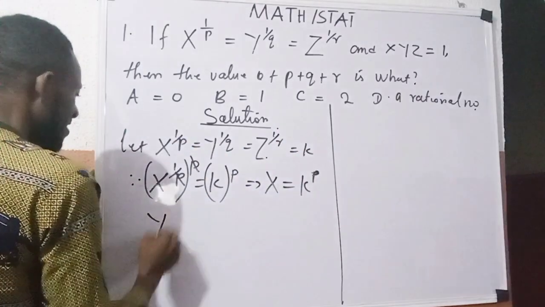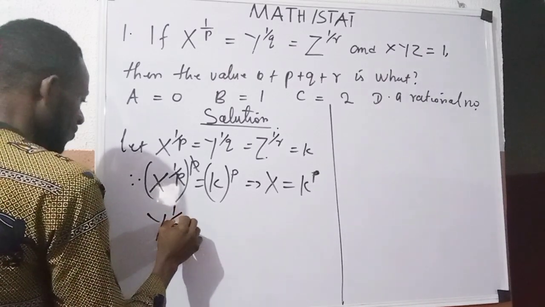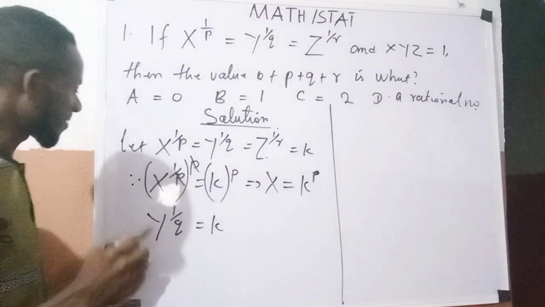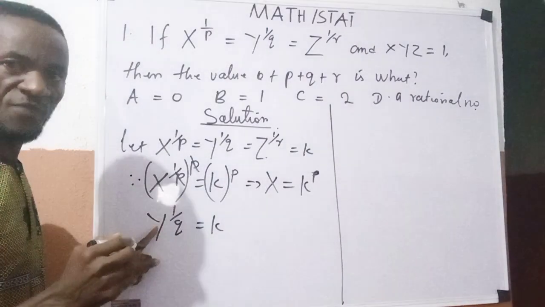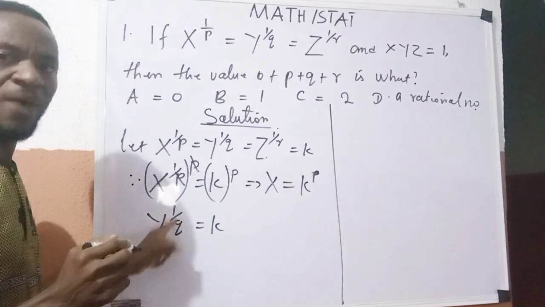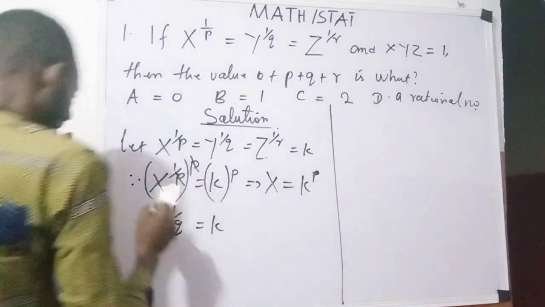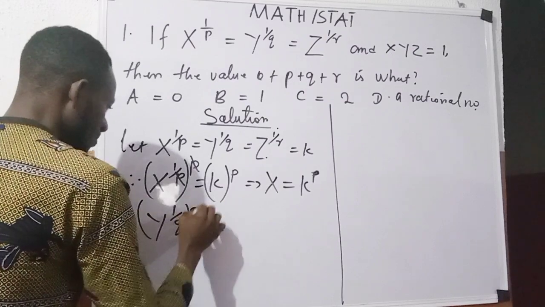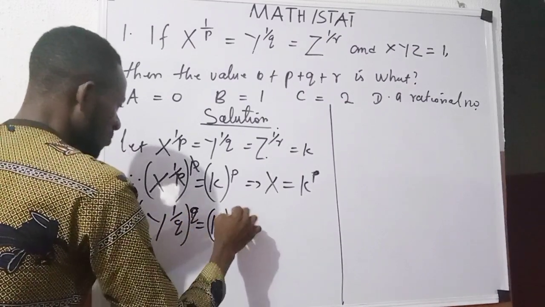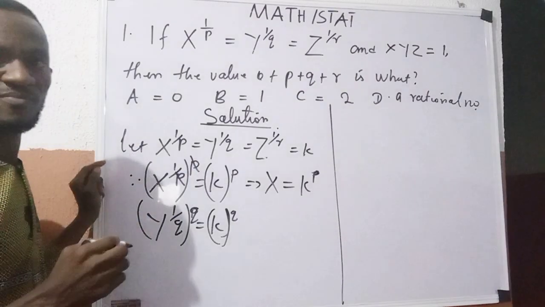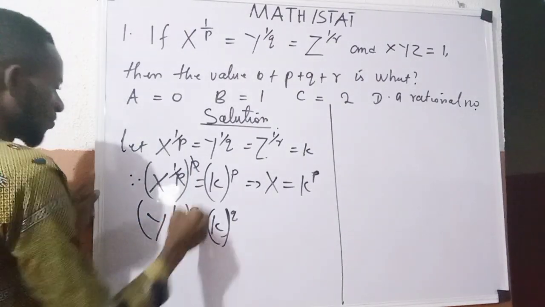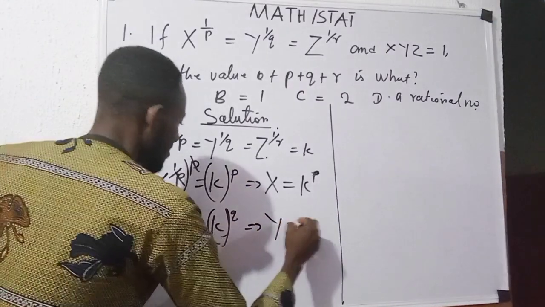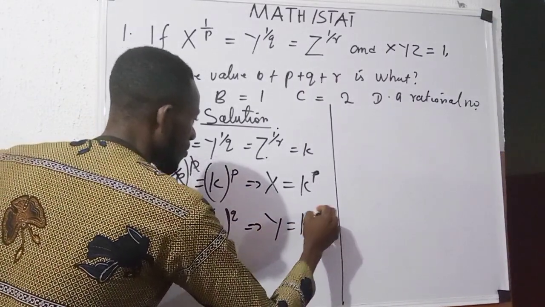Then I will now come here. I have that y is raised to power 1 over q, and this is equal to k. For me to make this y stand all alone, of course, I'm going to use q as a power to multiply both sides. So I have open and close raised to power q, open and close raised to power q. In that case, this q will cancel this q, and this implies that y is given as k raised to power q.